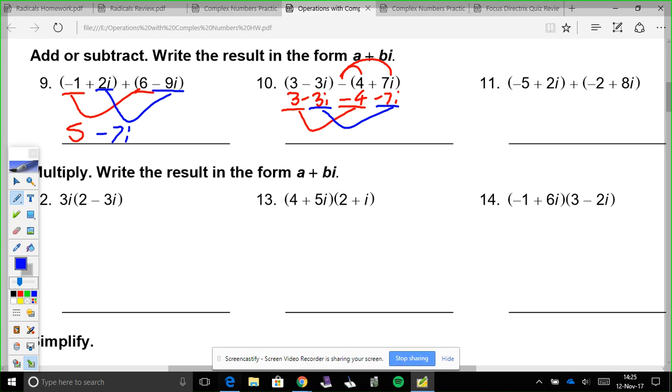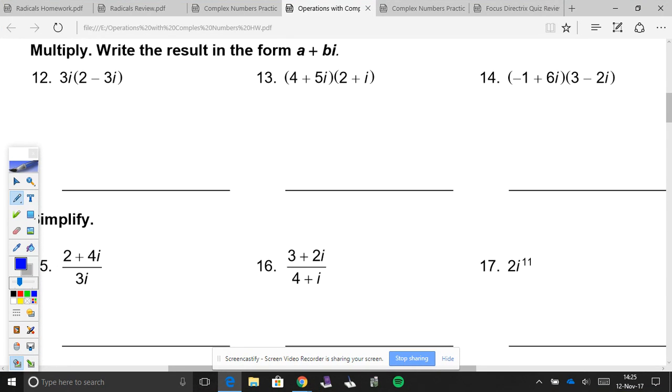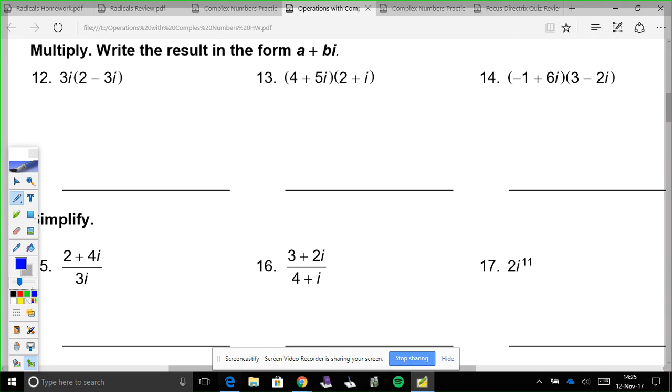Alright, number 11, again, combine your like terms. You're adding, so there's no negatives to distribute. You should be okay. Number 12, 13, and 14, you're multiplying, which means distribute, pretty much. So in number 12, you have 3i times 2, which is going to make 6i, and then 3i times negative 3i. So 3 and negative 3 make negative 9.